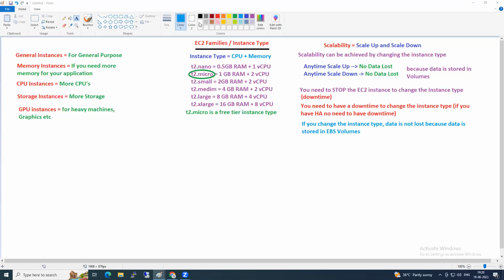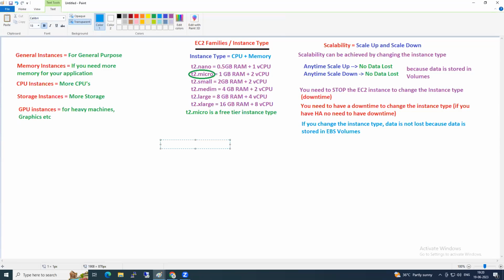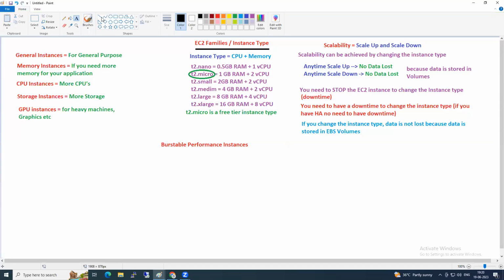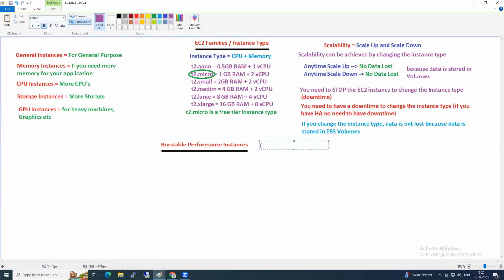Like that, there is a topic called burstable performance instances. What is that? Burstable performance instances, or burstable, whichever you are comfortable with. And this is billable? Yes. Like this, I'll clearly say which is billable and which is not. Based on that, we'll do the practicals.